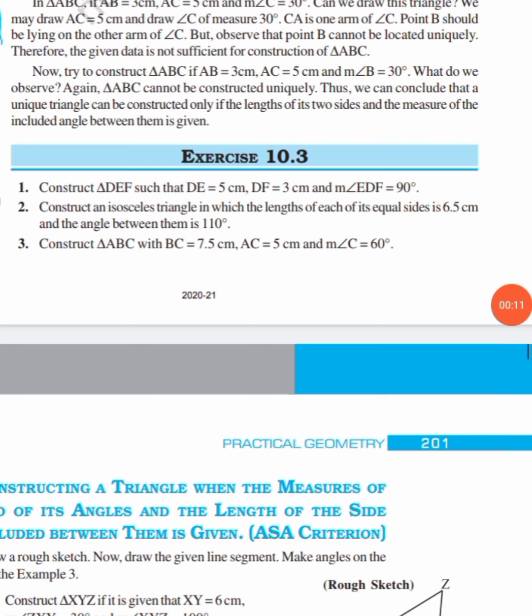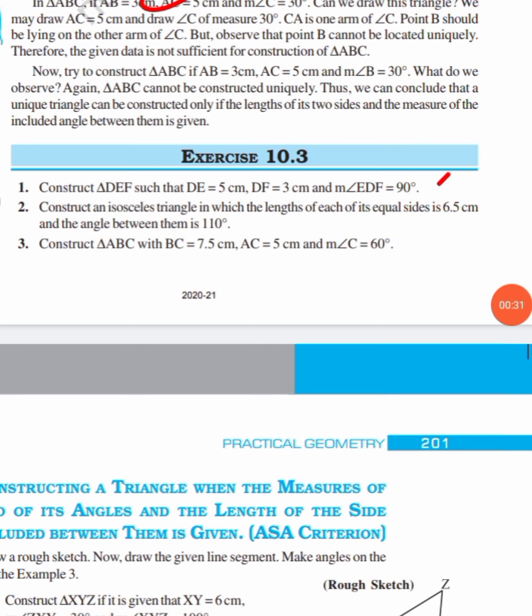Today we will be doing practical geometry. In the earlier one, we studied how to draw triangles when three sides are given. Now we will learn how to draw a triangle when one side, one angle and another side are given. This is what we will see, and how the construction is done.